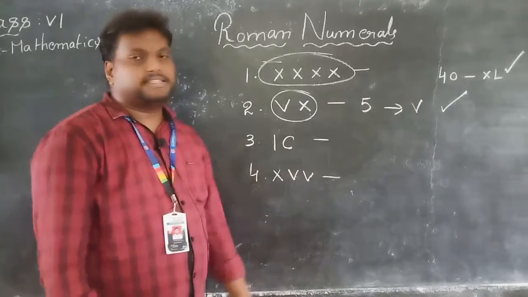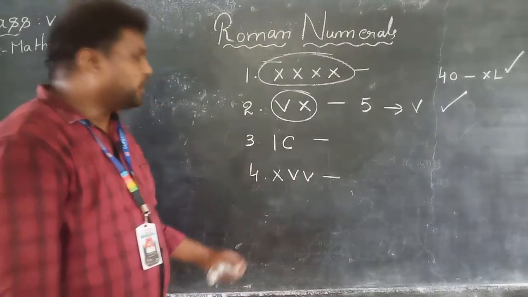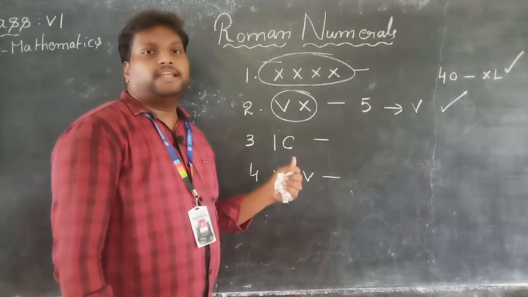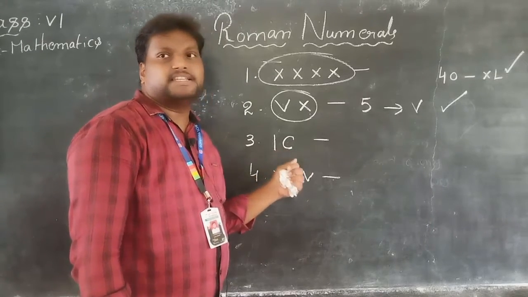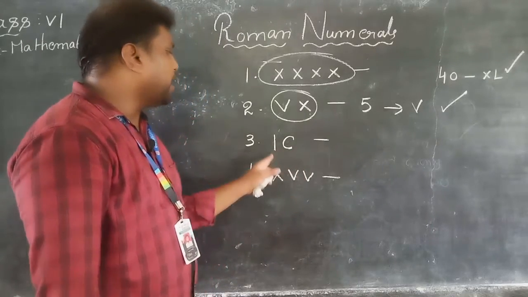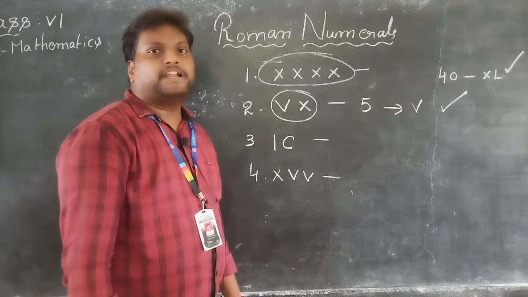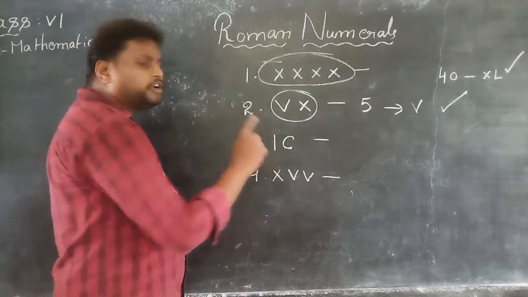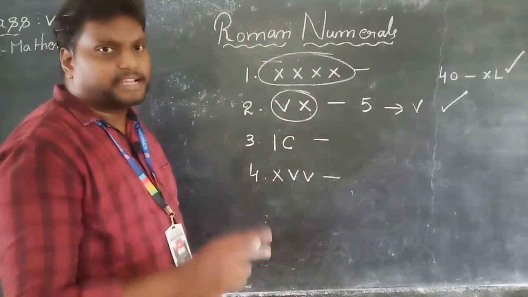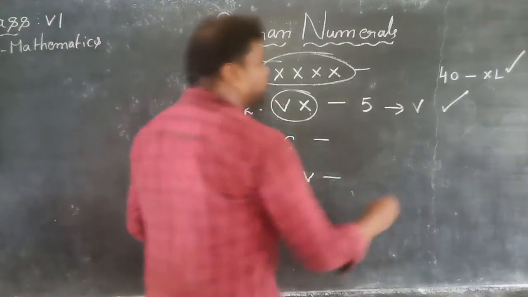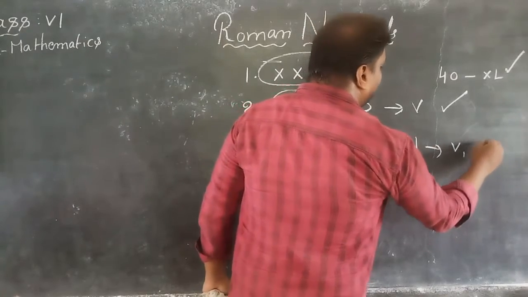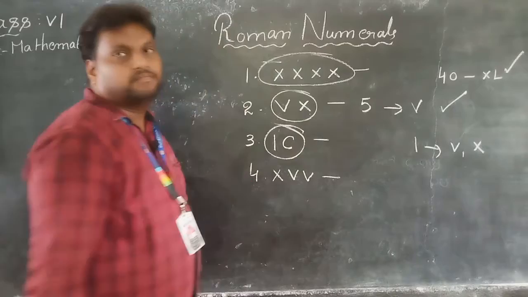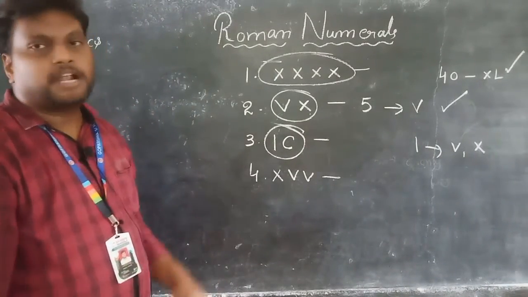IC. IC means you are thinking C is 100 and I means 1. Totally means left side is there. That's a subtraction operation. We have to use 100 minus 1, 99. But according to the rule, I can subtract only from V and X. I can subtract only V and X only. But here C is there. That's why this is wrong answer. According to rule, this is not possible.